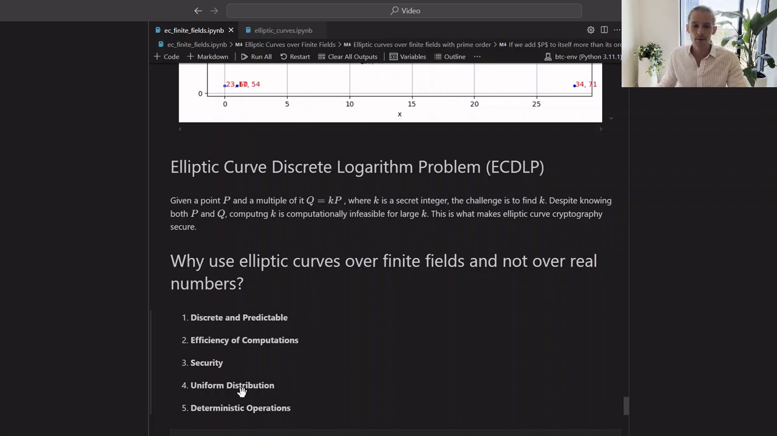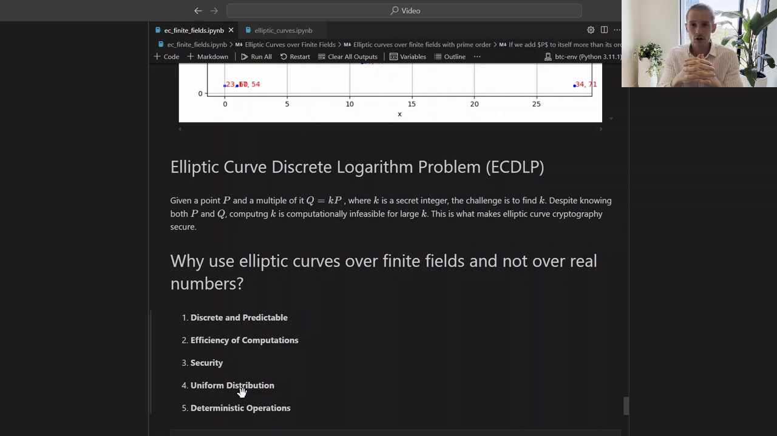The uniform distribution, as we talked about, so the finite field structure ensures that points generated by point multiplication are uniformly distributed across the curve, which contributes to the security because it's super random and there's no predictability in it.